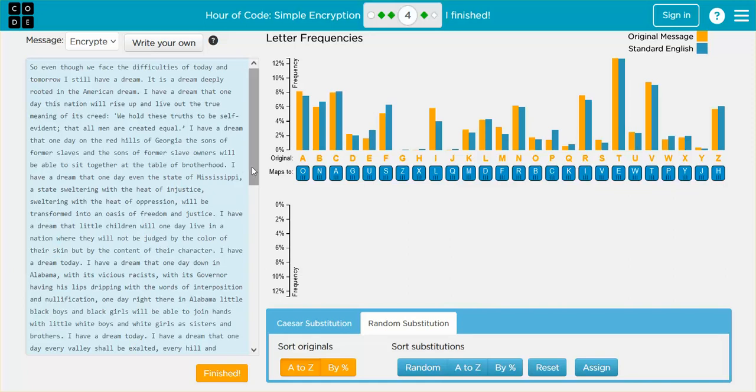And as I read through, I can tell I decoded this correctly, as all of these words make sense. And in this case, it was actually a famous quote by Martin Luther King Jr.